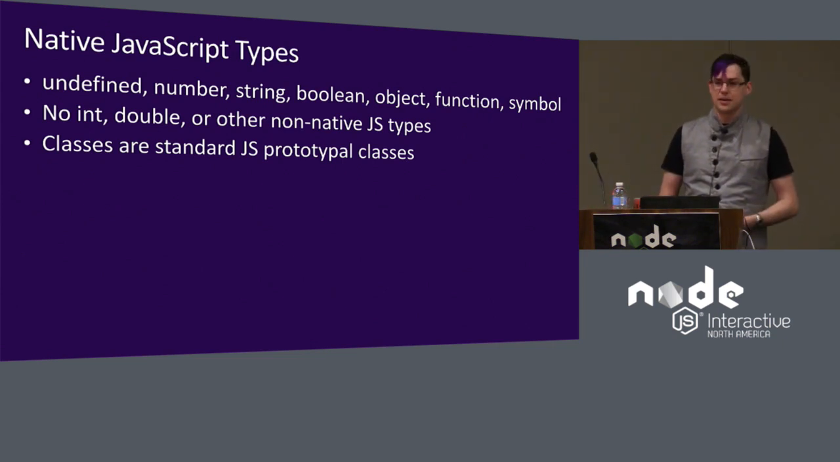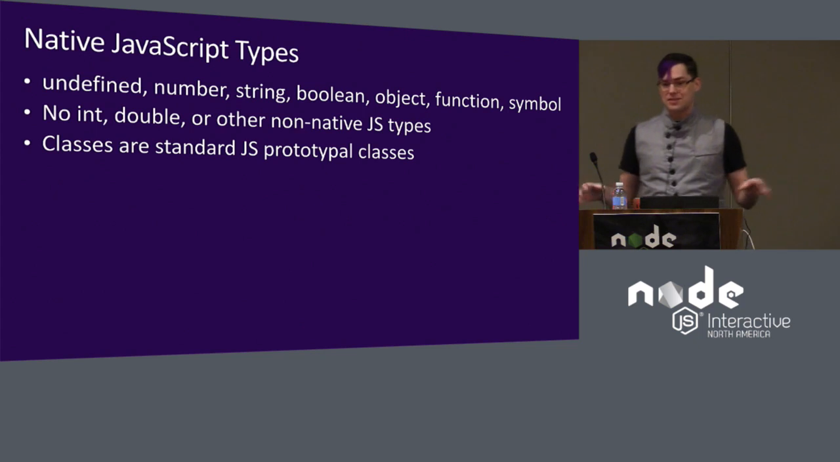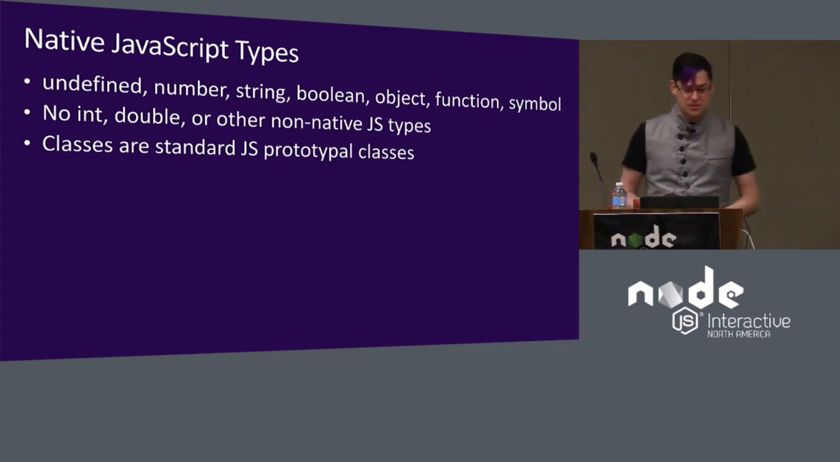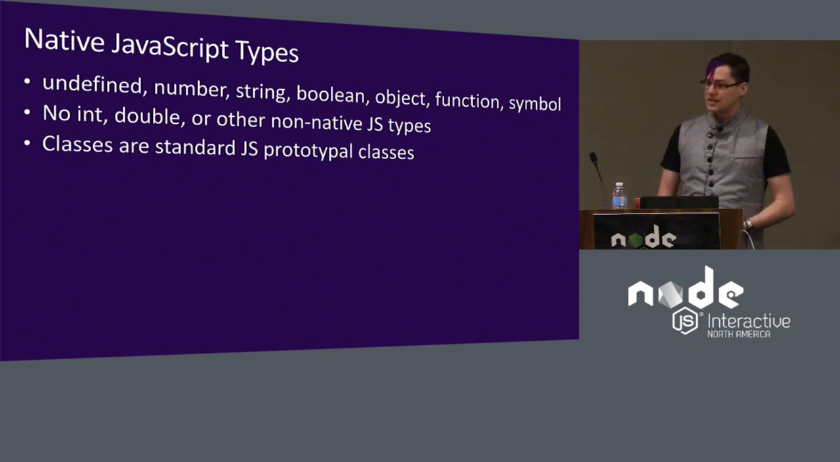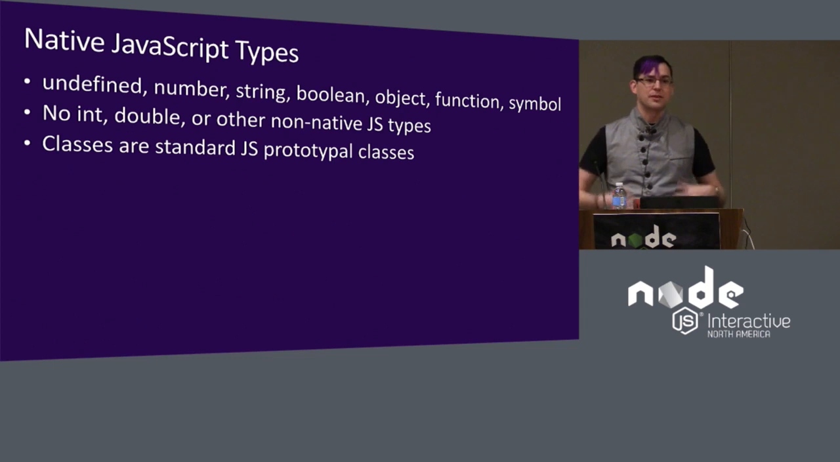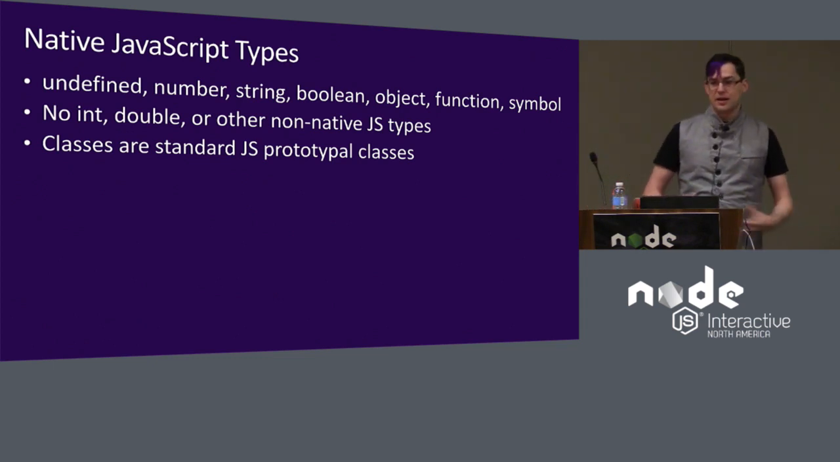A lot of other statically typed languages do have other types, like special types of numbers and tuples and things like that. But TypeScript doesn't have those. They're just straight up JavaScript types. And classes in TypeScript are just straight up standard JavaScript prototypal classes. TypeScript doesn't try and hide the fact that it's JavaScript. It really embraces it and tries to think, how would this statically typed feature look in JavaScript? What's the JavaScript way of doing that?